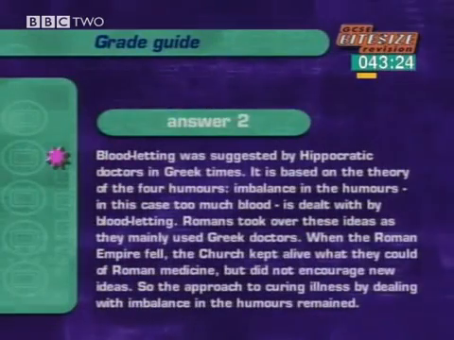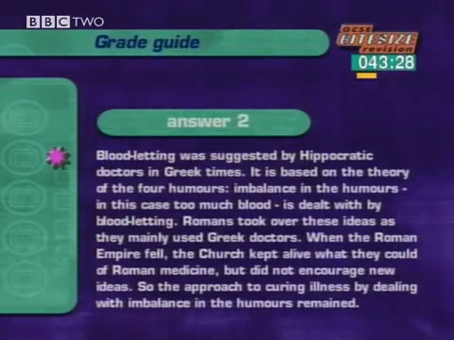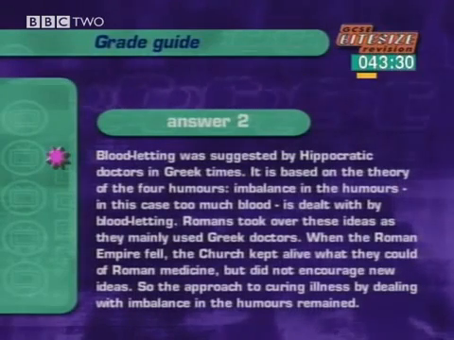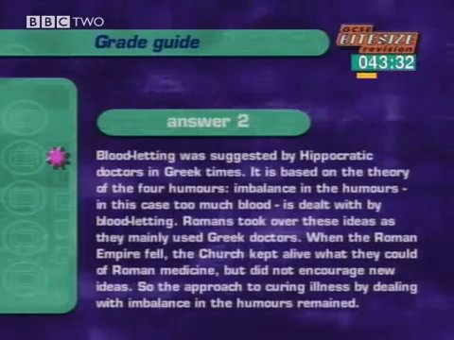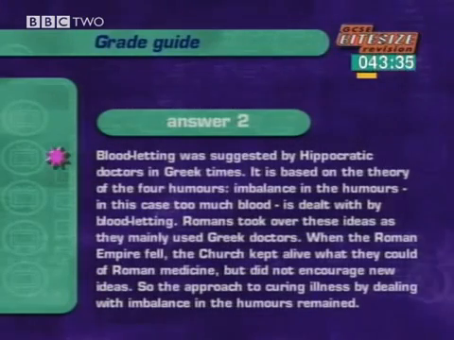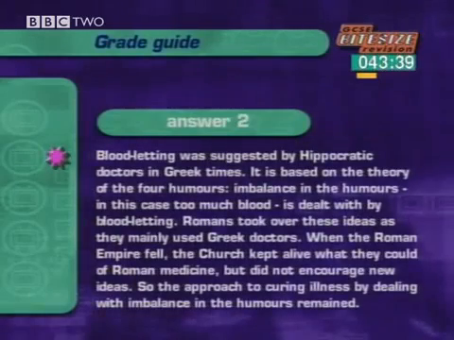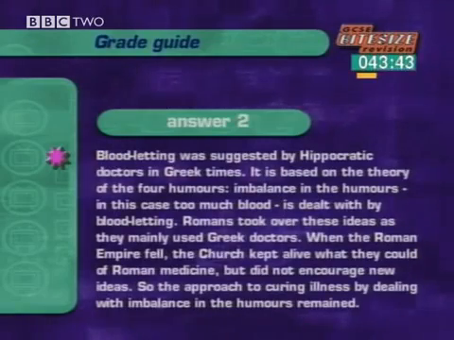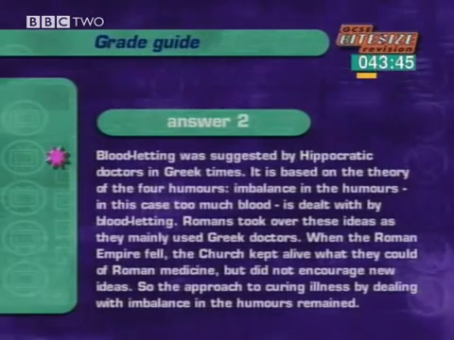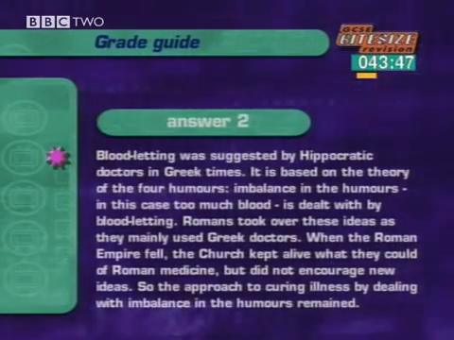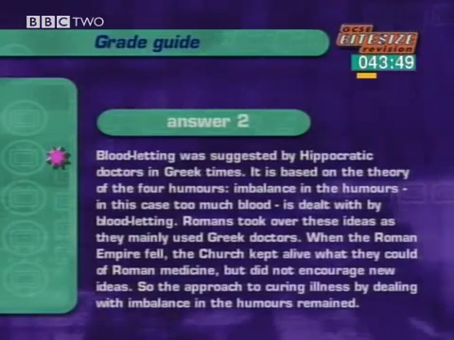Bloodletting was suggested by Hippocratic doctors in Greek times. It is based on the theory of the four humours. Imbalance in the humours, in this case too much blood, is dealt with by bloodletting. Romans took over these ideas as they mainly used Greek doctors. When the Roman Empire fell, the Church kept alive what they could of Roman medicine, but did not encourage new ideas. So the approach to curing illness by dealing with imbalance in the humours remained.